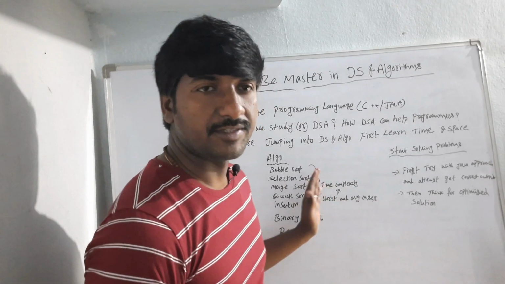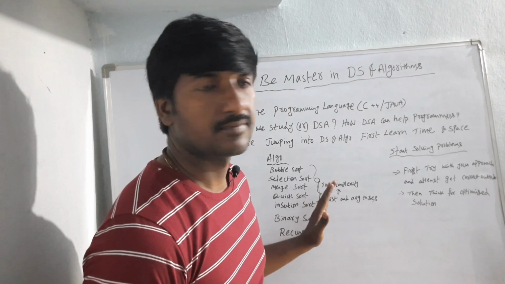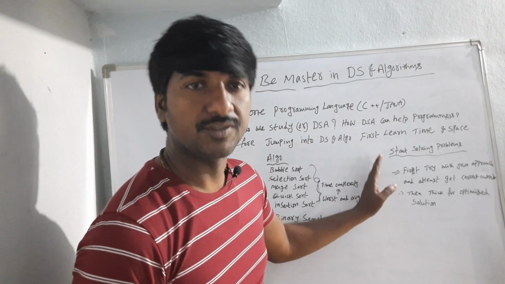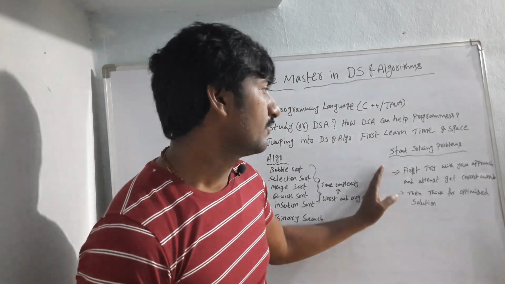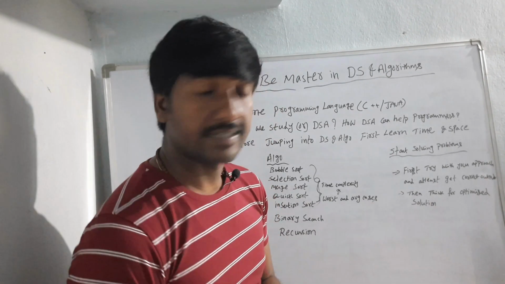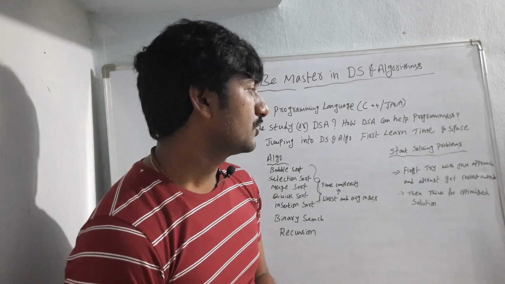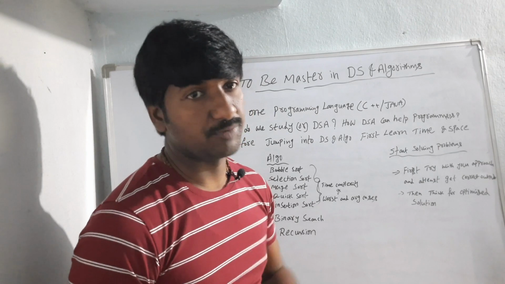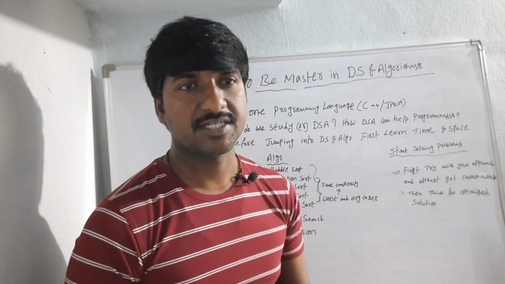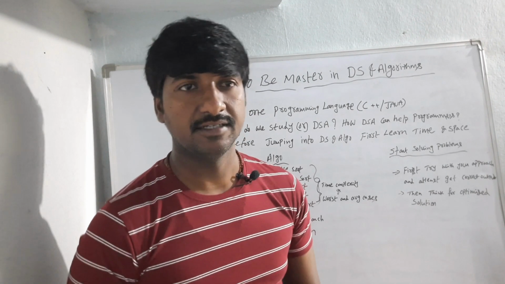After you are comfortable with data structures and algorithms concepts, then do practice. Each and every day do practice. First try with your own approach and at least get some correct output. Then think about an optimized solution. Practice each and every day, then you will become a master in programming. This is the learning path to be a master in data structures and algorithms.